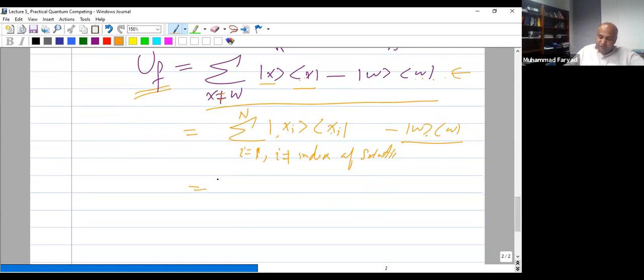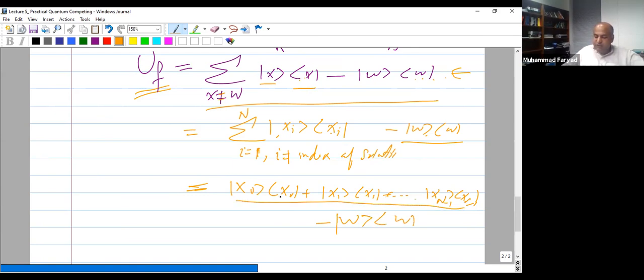So let me write it actually even more explicitly like this. So let's say this is some state X naught, some X1, all the way to X n minus 1. And there's one other state which is missing from here, and let's call it some W state. So it's over here. So all these states that are not solution are with positive signs, and all the states that are solution are with negative sign.